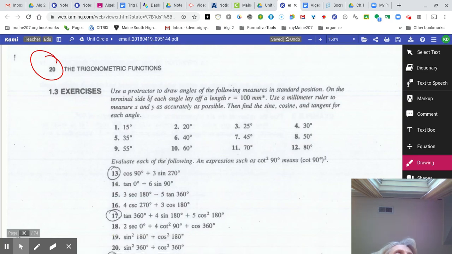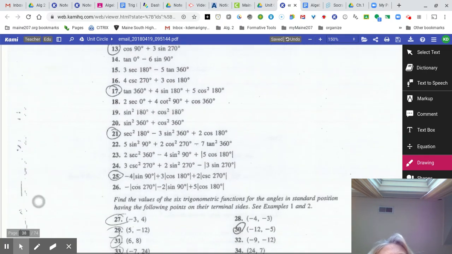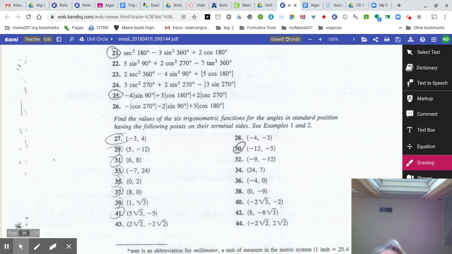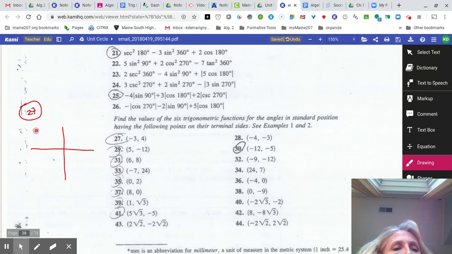On page 20, we were asking you to do numbers 27 to 41 odd. So 27 to 41 odd are these, and they're asking you to find the 6 trigonometric functions for angles in standard position having the following points on the terminal side. So, for example, number 27. We're not really going to use the unit circle on this part, we're going to use it on the next part. So this was a negative 3, 4. So you're going to move over negative 3 and up 4.